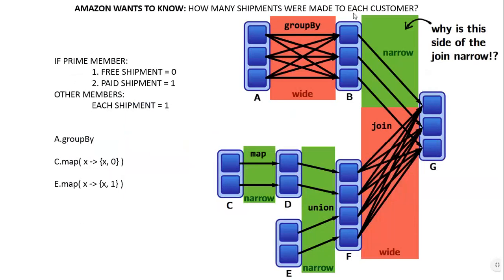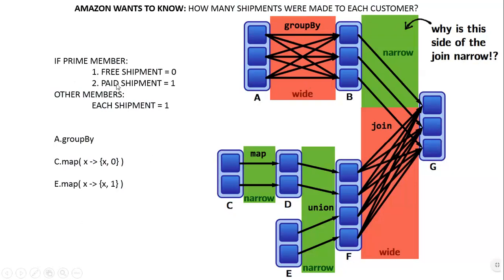Okay, now let's see how a complex operation actually happens in Spark. Okay, how these different dependencies affect a complex operation. Okay, so I made up an example. Let's say Amazon wants to know how many shipments were made to each customer.